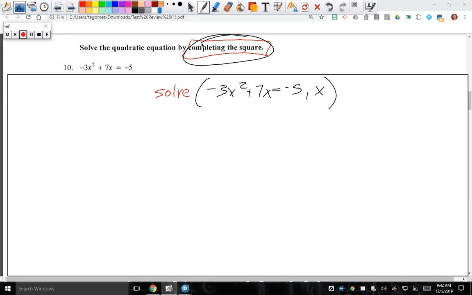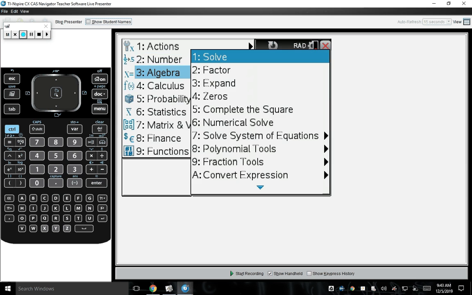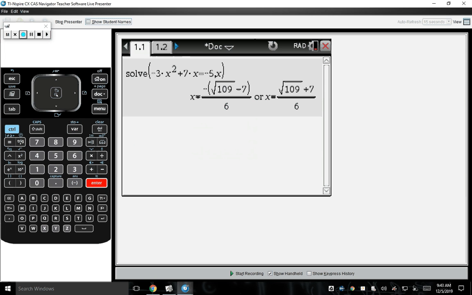Okay, so real quick, let's go ahead and do this. Let's go to our calculator just to see what answers we should have. On our calculator, we're going to do menu 3-1. We're going to solve -3x squared plus 7x is equal to -5, and we're going to solve for x. These are weird answers, but these are the answers that I'm looking for in my final work.